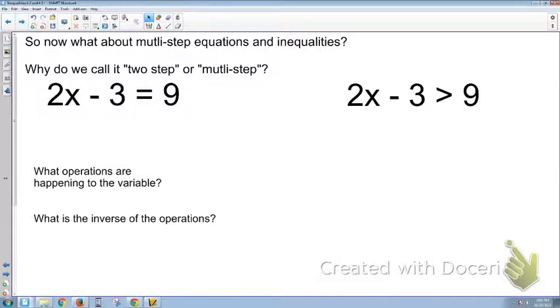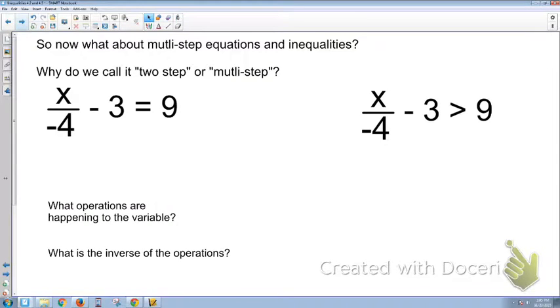The one thing you'll want to watch out for is when we have negatives with the variables. Here's an example. This time x is being divided by a negative 4. Again, we're going to start with the additive inverse first. We're going to add 3 to both sides to isolate the variable. That goes to 0, and I'm left with x divided by a negative 4 is equal to 12.